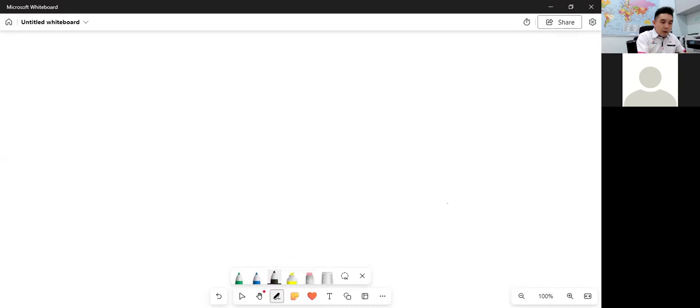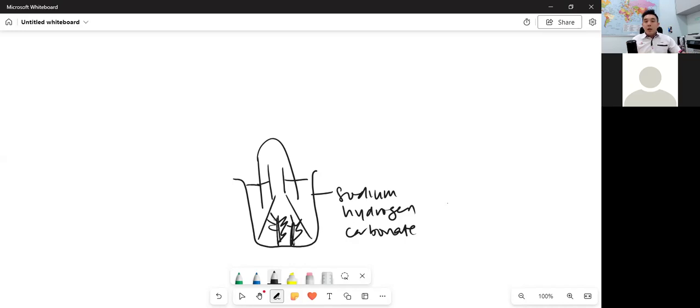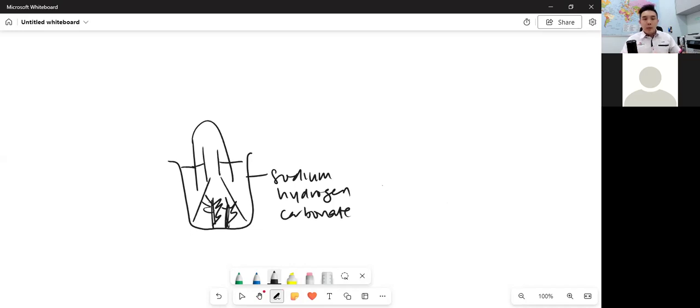assuming that we have the hydrilla. Of course, this would be the filter funnel, and then the solution of sodium hydrogen carbonate. Yeah, and then don't forget the test tube, right? Anyway, this would be the plant, the hydrilla.